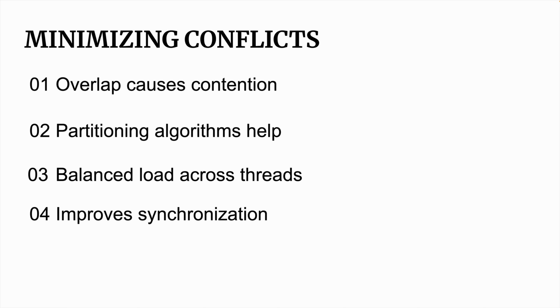Conflicts arise when hyperedges share vertices and are processed simultaneously by different threads. To minimize them, we use heuristic algorithms such as greedy partitioning and simulated annealing. These techniques reduce interaction points and improve synchronization. As a result, the system can scale without losing performance.